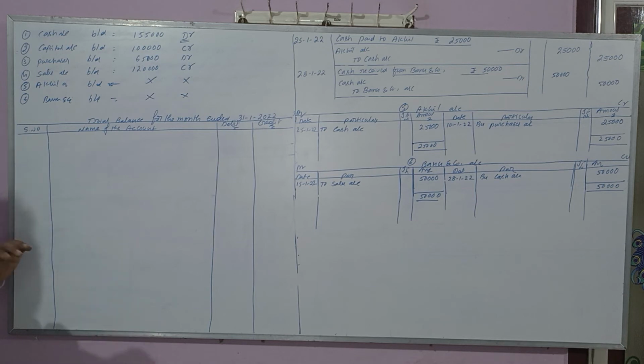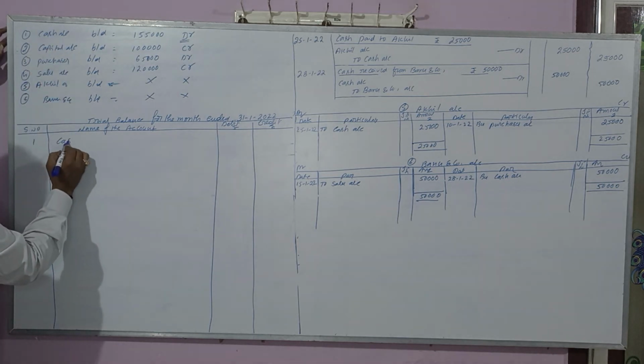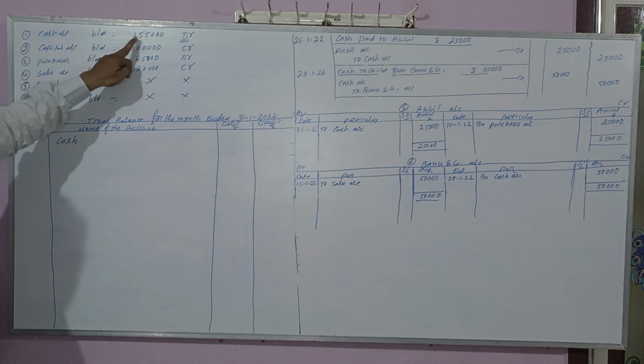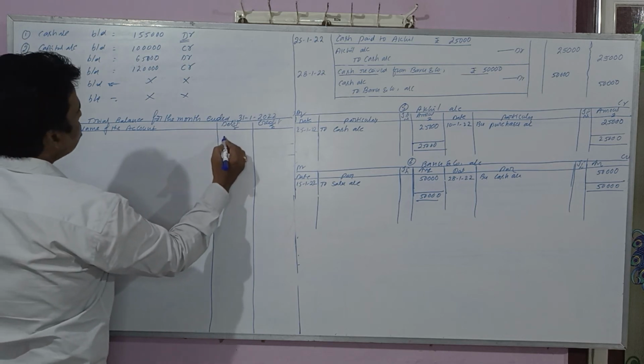At the time of preparation of the trial balance, we concentrate on the ledgers, the previous ledger balances only. Those ledger balances, we identify only the brought down amounts. The first account completed is the cash account. So serial number 1, the account is cash. Brought down is 1,55,000. Which side? Debit side. So this should be entered in debit.